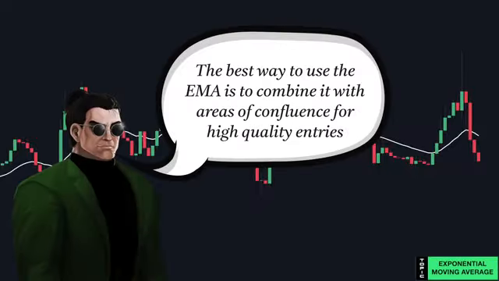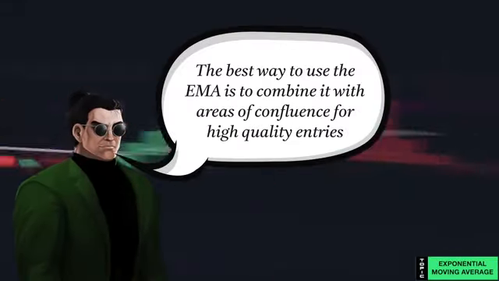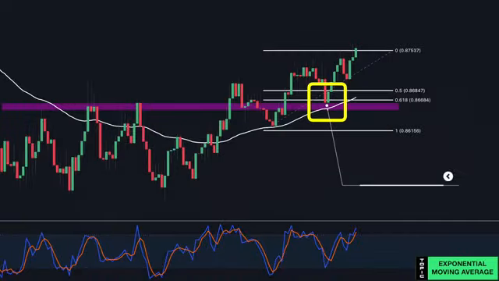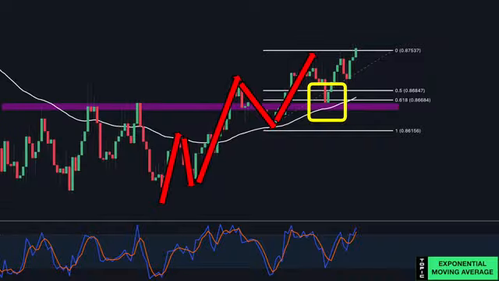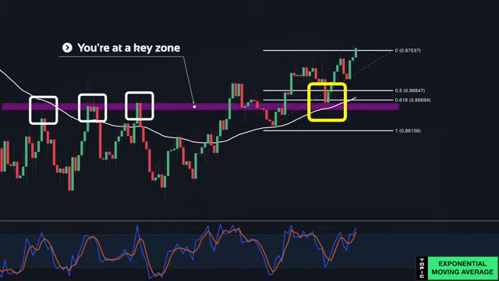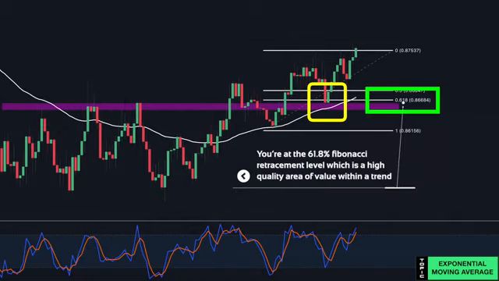Now, the best way to use the EMA is to combine it with areas of confluence for high-quality entries. This here was your long trade setup. First, you have a clear moving uptrend, so you want to trade with the trend. You're at a key zone through these reversal points. You're at the 61.8% Fibonacci retracement level, which is a high-quality area of value within a moving trend.